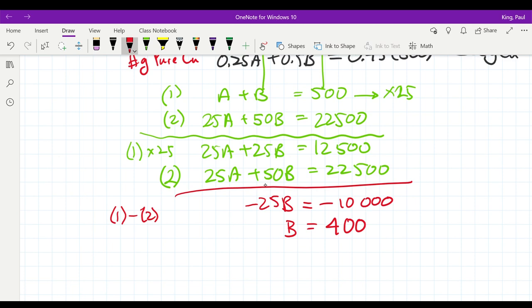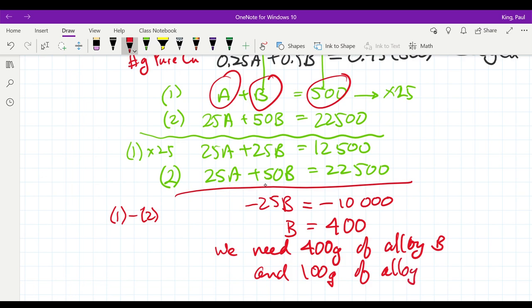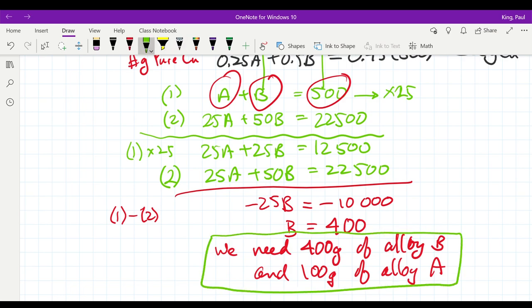So that means we need 400 grams of alloy B. Well, to make 500 grams, that's easy. If we need 400 grams of alloy B to make 500, well, the remaining part must be alloy A. So, 100 grams of alloy A. Okay, so this is now the solution to that linear system.